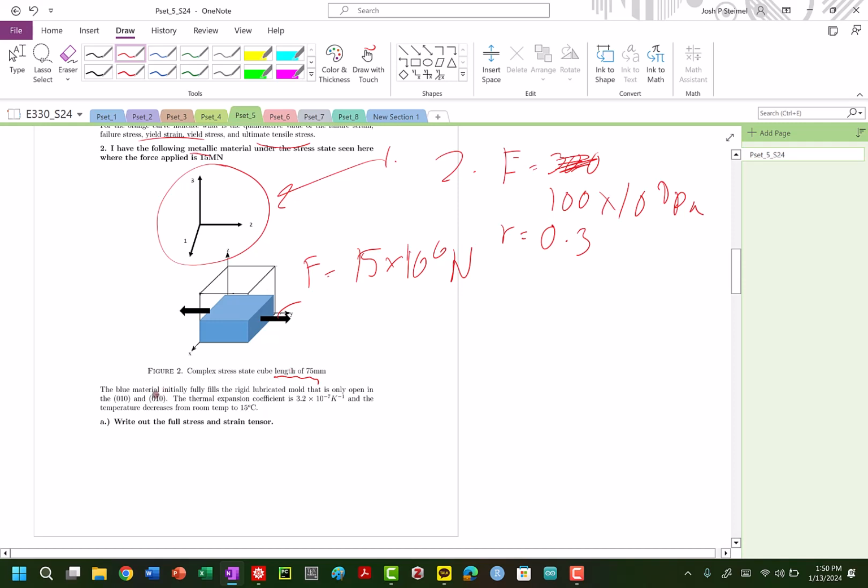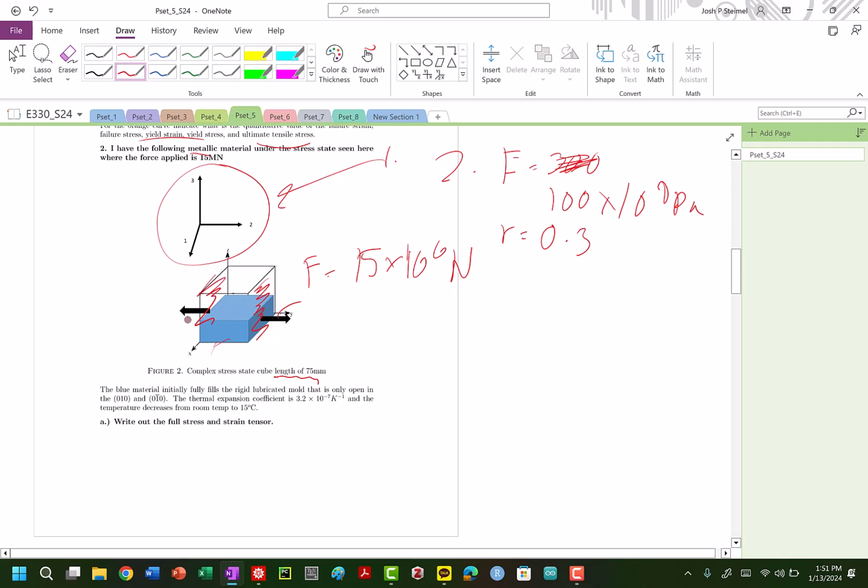The blue material initially fully fills the rigid lubricated mold. So this mold is rigid, lubricated. It's open at the top and bottom, so it's open here and it's open here. Actually, it's all blocked except for this plane here and this plane here.